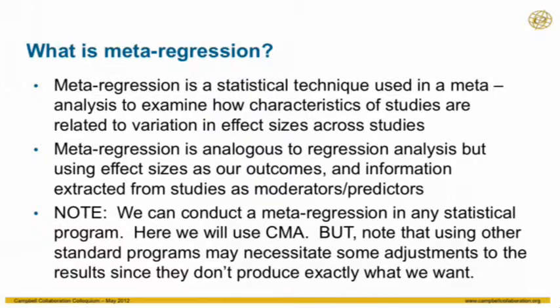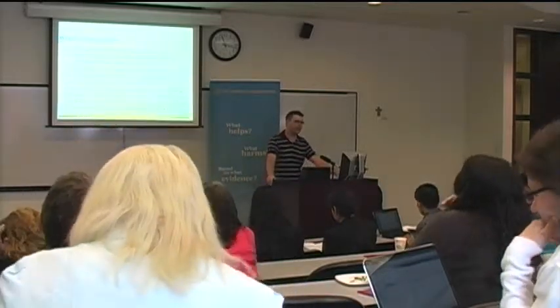So we can use meta-regression to look at not just one moderator, but actually multiple moderators, which ends up being a nice attribute of meta-regression in contrast to ANOVA, which is kind of limited to a one-way ANOVA framework, where we have one categorical factor, and we'll look at differences between however many levels of that factor there are. We can do meta-regression in a number of different software packages. SPSS, Stata, SAS, R, certainly CMA, and other specialized meta-analysis programs.